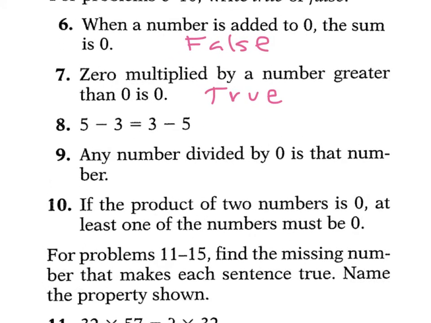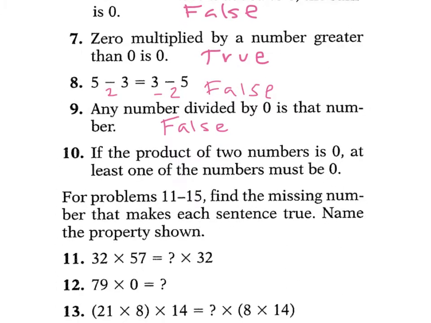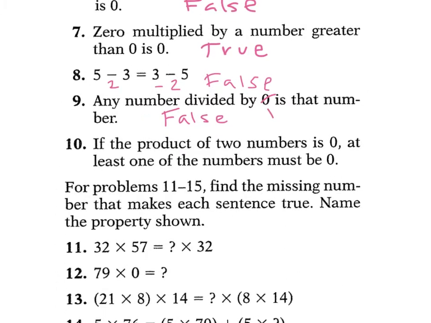Number 8, we have 5 minus 3 is equal to 3 minus 5. 5 minus 3 would be 2. 3 minus 5 would be negative 2, so these are not the same, so this would be false. Number 9, any number divided by 0 is that number. We cannot divide by 0, so this would be false. Any number divided by 1 would be that number, so if this was a 1, that would make it true.